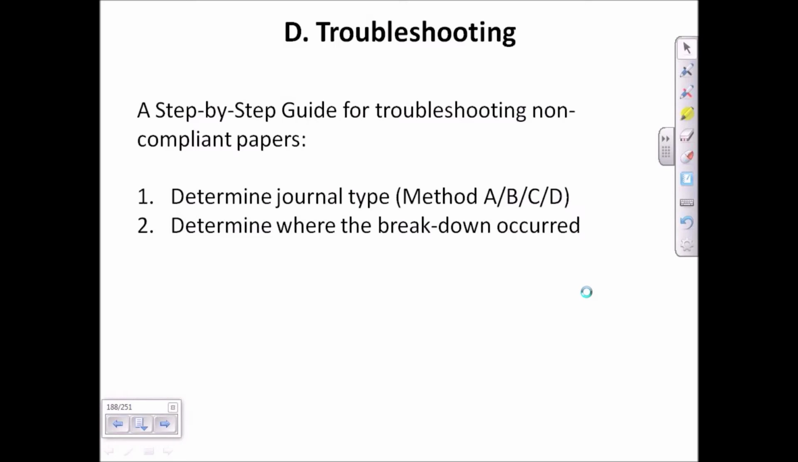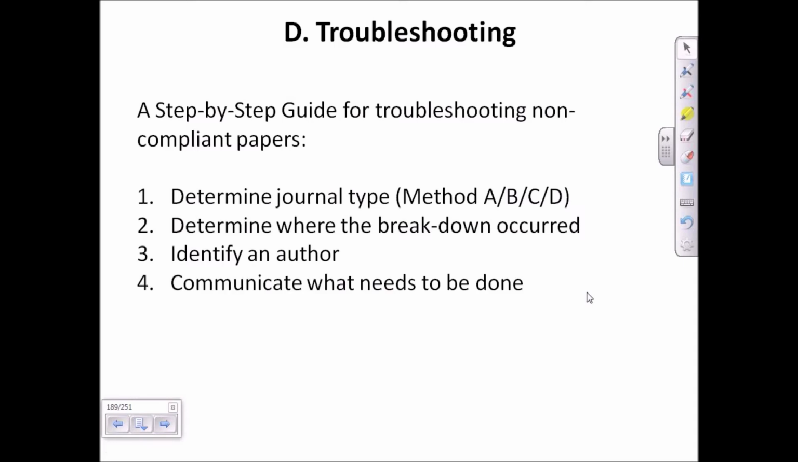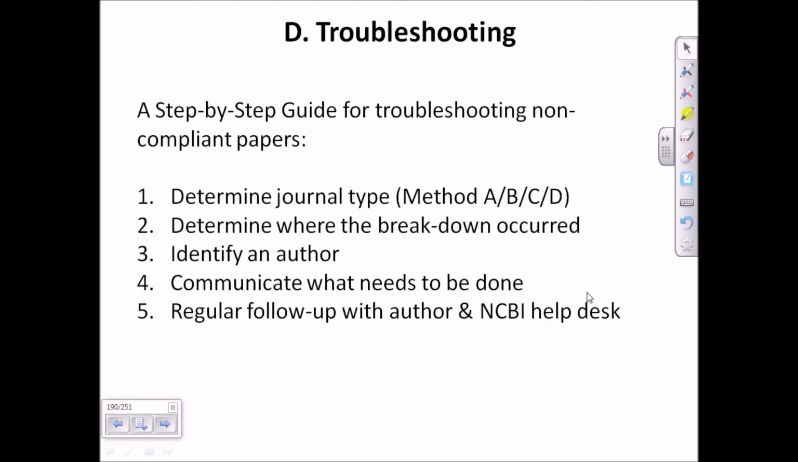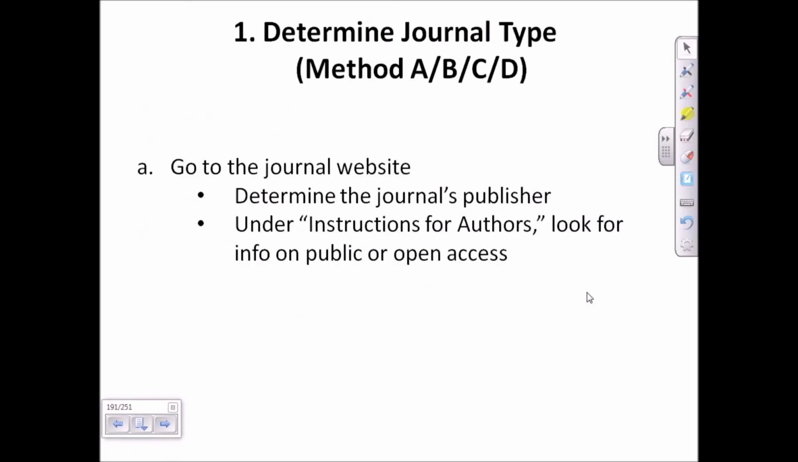The next step after you determine the journal type is to determine where the breakdown happened. What was the problem that caused this paper to become non-compliant? The third step is to identify the author or an author. When you're looking at the list of authors, try to pick an author that you think you know and that you can communicate with. Fourth, communicate what needs to be done to that person. And then fifth, follow up regularly with that author and also with My NCBI, because they have some things to do as well. So let's first start with determining the journal type.